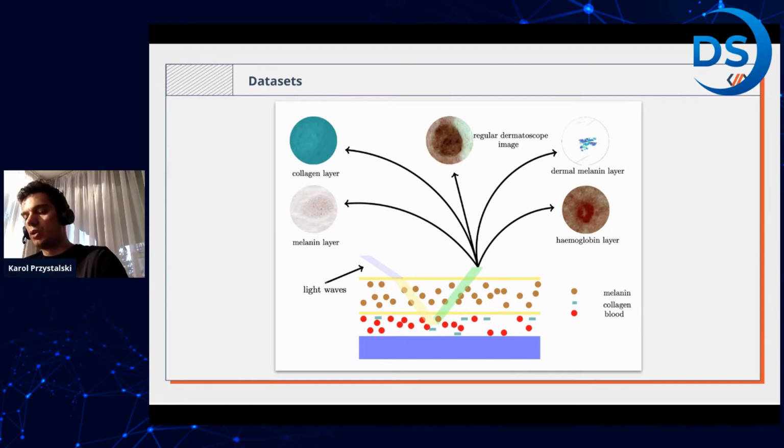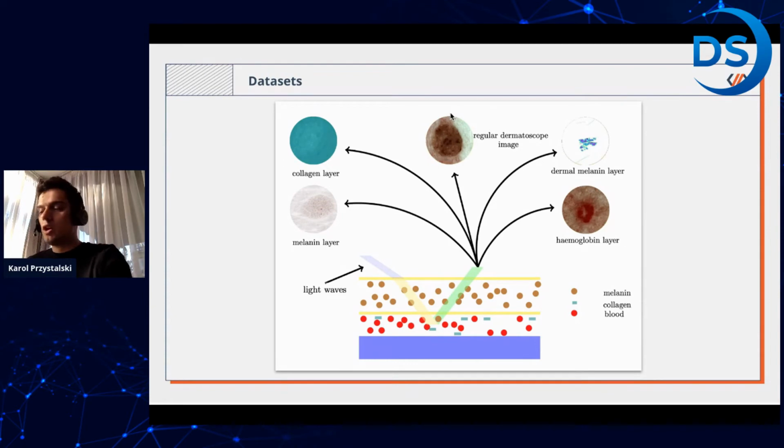And the data sets that I have showed you before, all of them, the ISIC, HAM, BSK, and so on, they use the classic dermatoscopy images. That means they use the visible wavelength of light to take the image, and what you get is the regular dermatoscope image. And that's fine for most cases.